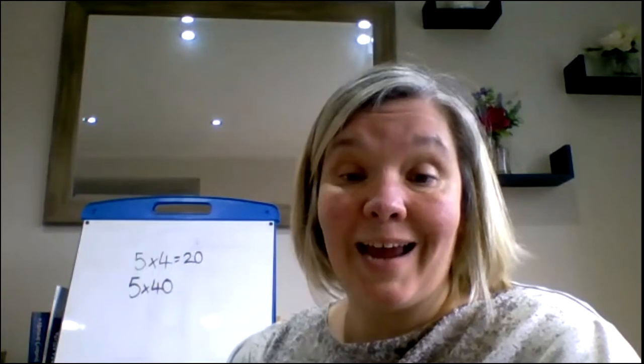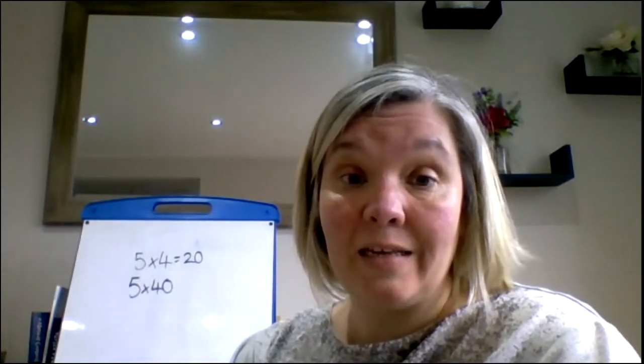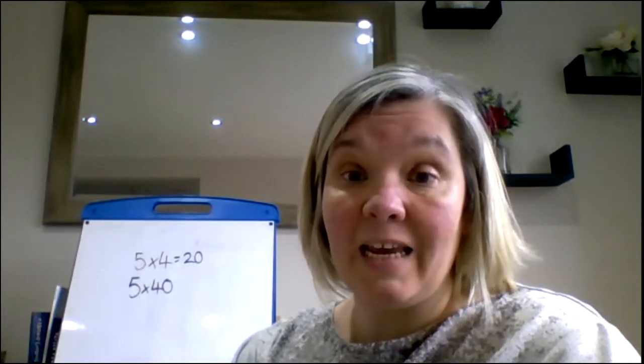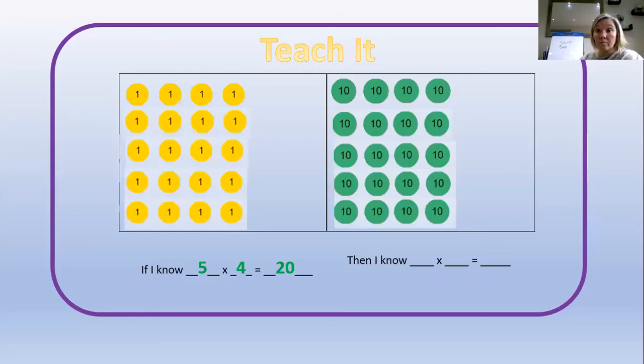So if we were going to count all of those arrays, which is going to be a little bit tricky, and it's going to take a while, but let's use what we already know. We know that 5 times 4 is 20. We've made our 1s 10 times bigger. So we now have 5 times 40 is 200. Let's prove that.